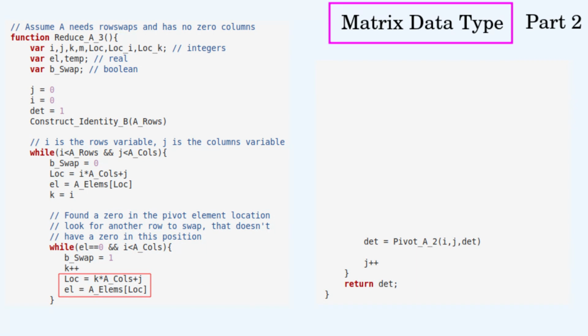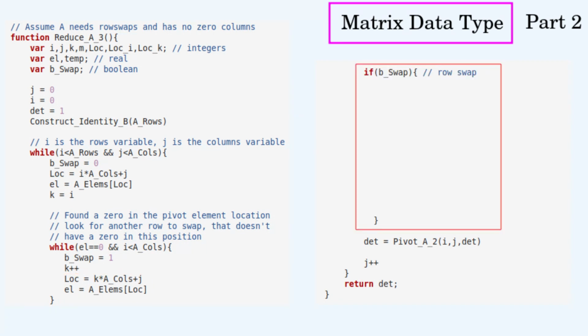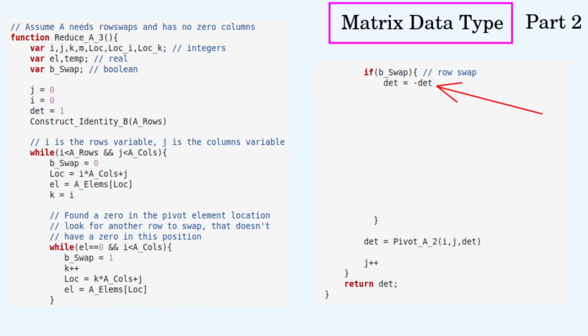And then these two rows I and K will be swapped. If two rows need to be swapped, then this Boolean variable will be set to true, and so we'll perform the row swap. Row swaps act to multiply the determinant by -1.